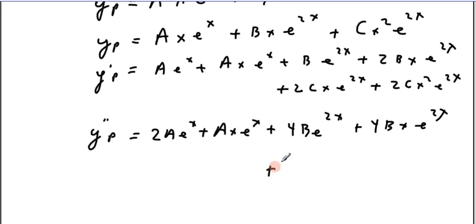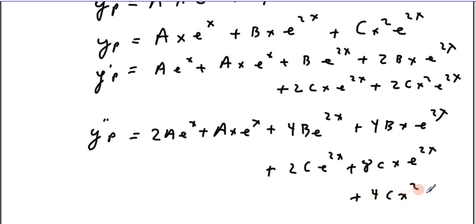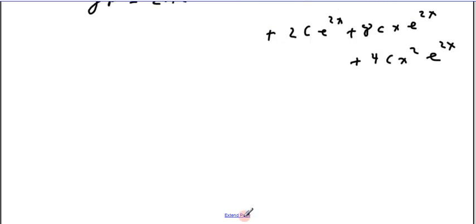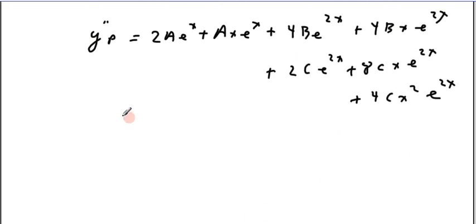Then I'm going to have plus, okay, I'm going to have a 2c e to the 2x. Then I'm going to have 4 cx's, 4 more cx's, 8 cx's e to the 2x. And then I'm going to have a plus 4cx squared e to the 2x. Okay, that's pretty nice. This is where having a bigger piece of paper helps, because that's y double prime.